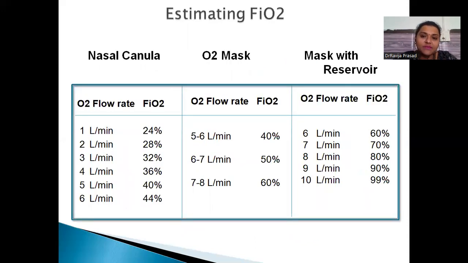Now, the estimation of FiO2 in a nasal cannula, O2 mask, and mask with reservoir. As you can see in the chart, these are the estimated FiO2 needed with the different kinds of oxygen supply: when you put a patient on a nasal cannula, on an O2 mask, that is a simple O2 mask, and on a mask with reservoir. These are the estimated FiO2 rates, which differ according to the patient's condition, how they actually need oxygen, in what condition and in what manner.